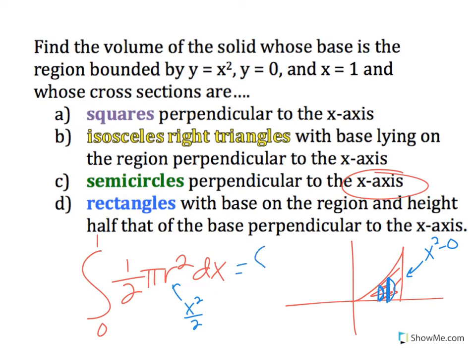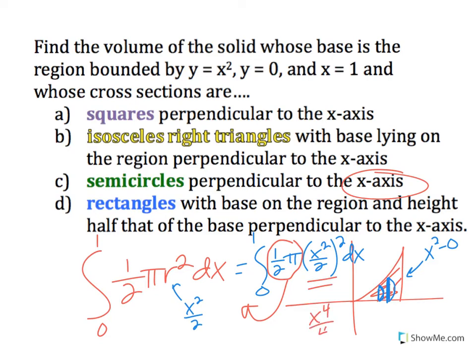But the setup here would be 0 to 1, 1/2 pi, and then it'd be x squared over 2 squared dx. If you had to fully work this out, I would factor the 1/2 pi out of the integral first, and then just expand that term to be x to the fourth divided by 4, or 1/4 x to the 4th, because then you just have to do reverse power rule if you had to work it out by hand. But this is what the setup would be for a semicircle.